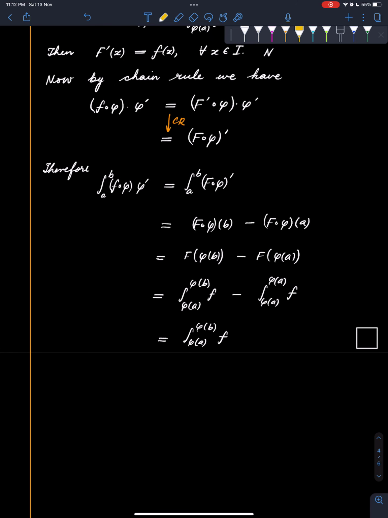So here we use the fundamental theorem of calculus, or maybe a consequence of it. I don't know if I called it the fundamental theorem of calculus, but a consequence of the fundamental theorem of calculus.